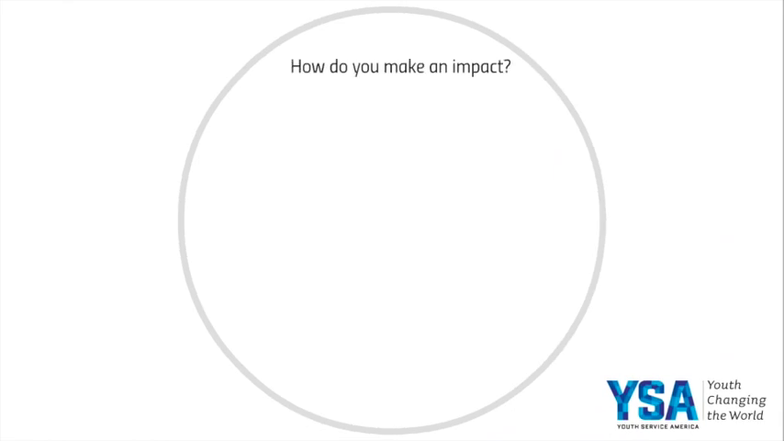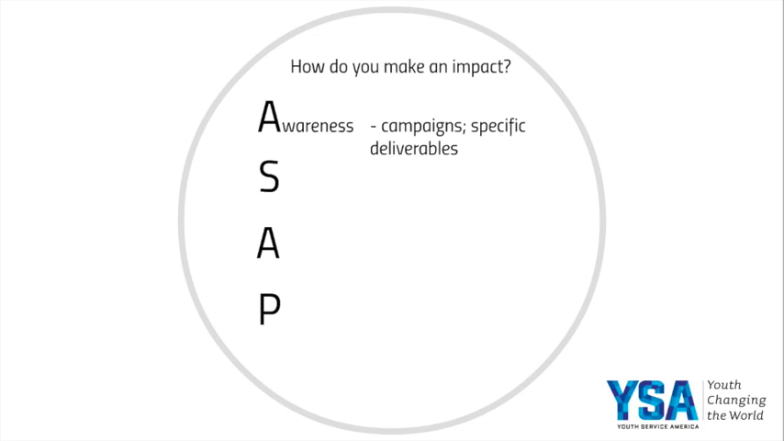So how do you make an impact? Well, YSA talks about impact in 4 different ways. We call that ASAP, which usually would be known as soon as possible. The first way that we look at impact is through awareness, and that could be different awareness campaigns. You can make a promotional video, you can put something on YouTube, really having people understand what's the significance of this particular issue. You also want to talk about the specific deliverables of awareness. So, how many people are you going to educate, for example, when it comes to childhood hunger? Looking at that true measurable impact.